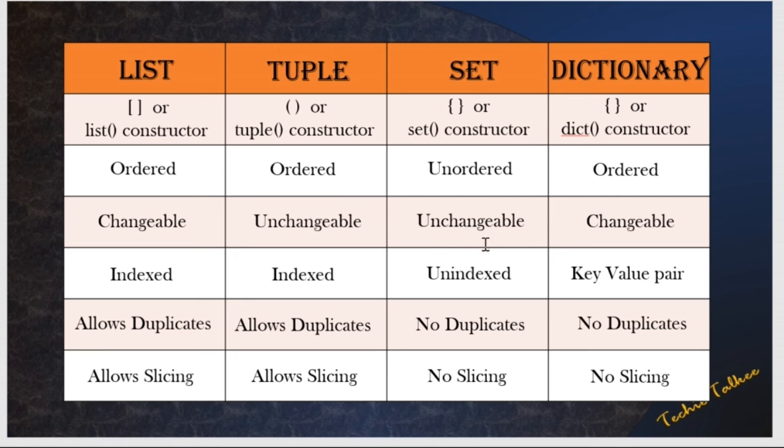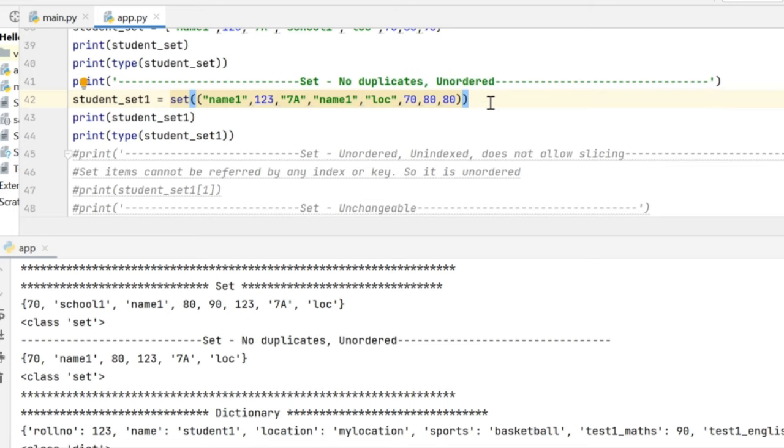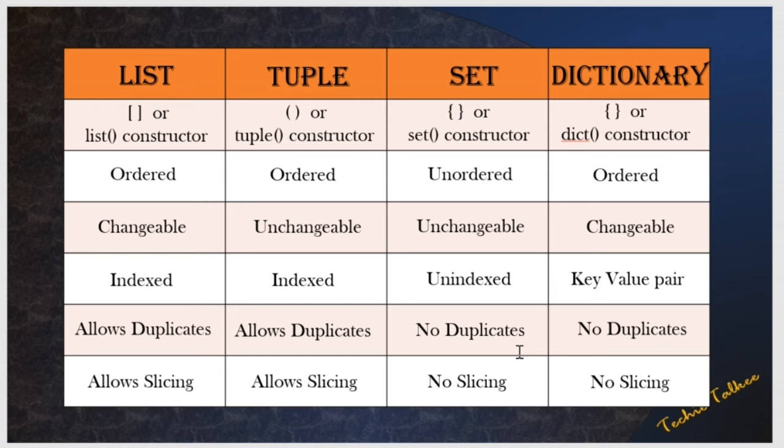So set is unchangeable. In this example, I was creating a set with duplicate values. A set got created without any error, but when I try to retrieve the set values, I don't see any duplicate value there. Here 80 is the duplicate value that I've given, but in my output 80 appears only once. I don't see any duplicates as such. So set does not allow duplicates. Since indexing is not possible, slicing is also not possible. So set does not allow slicing.